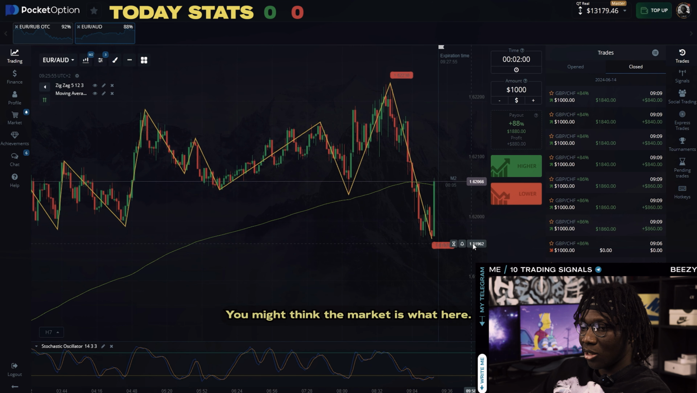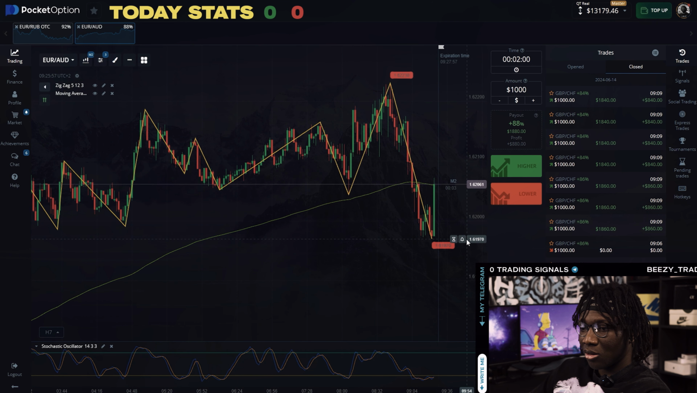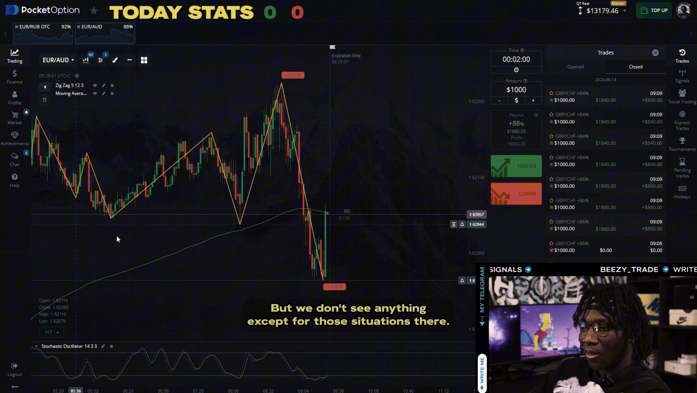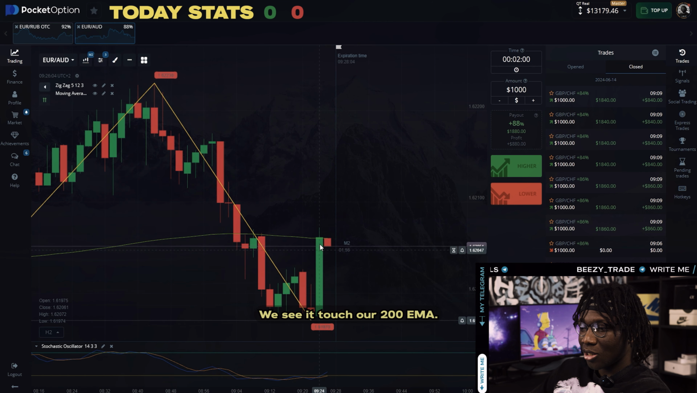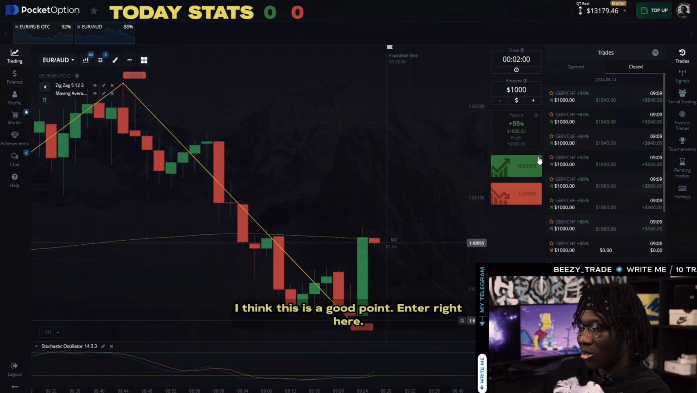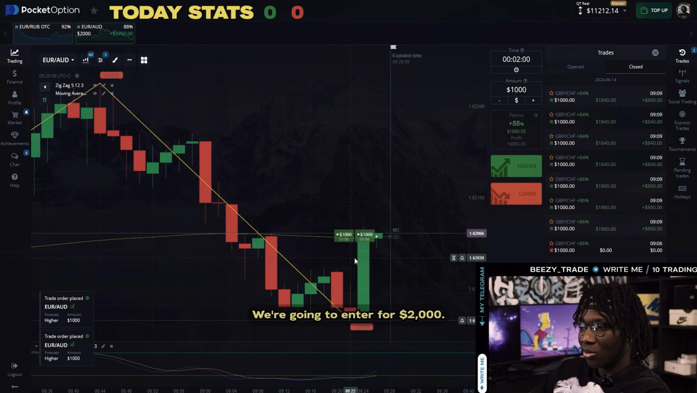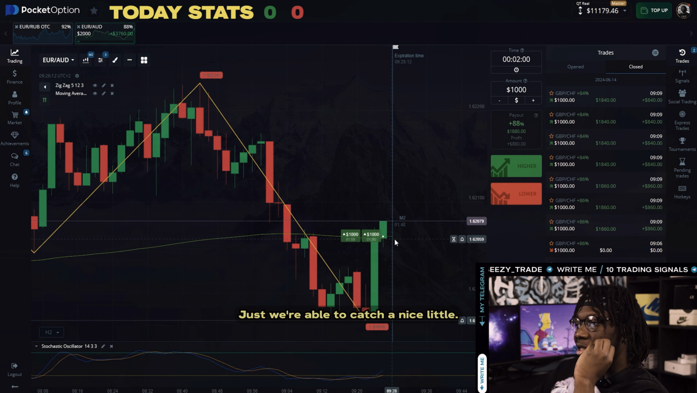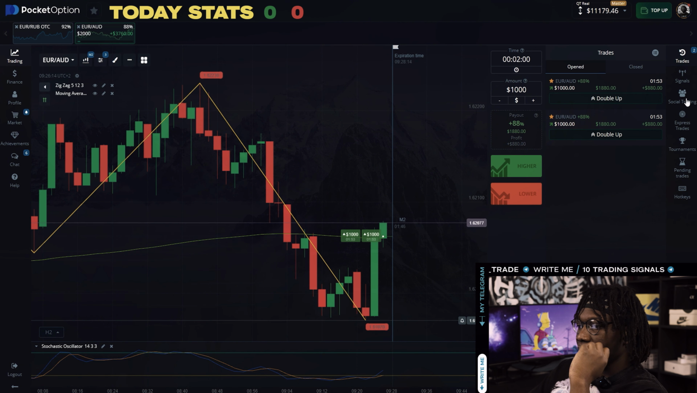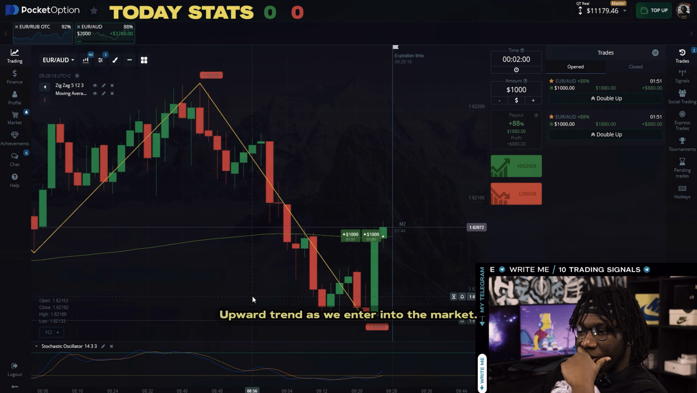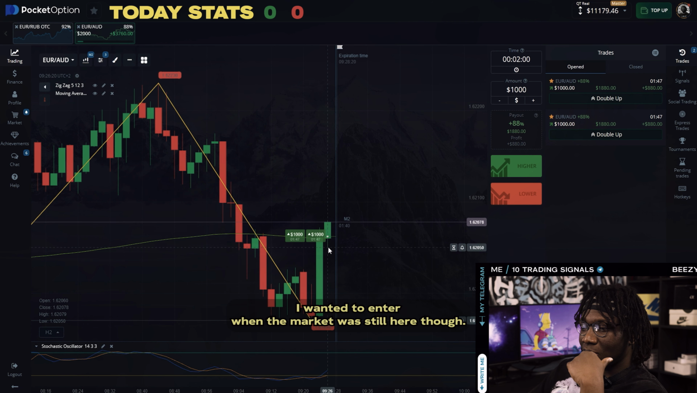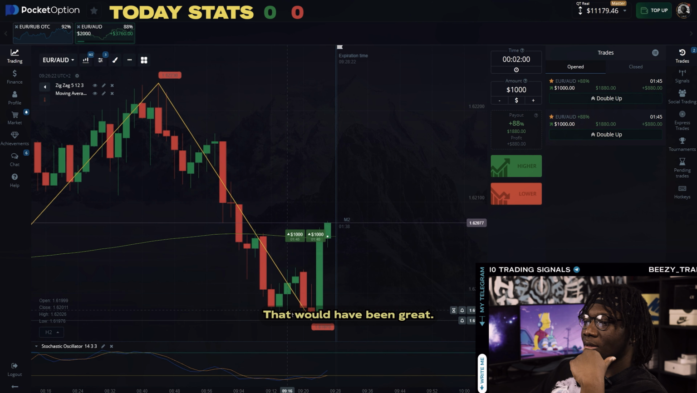We might think that the market is... And we don't see anything except for those situations there. We see it touch our 200 EMA. I think this is a good point to enter right here. I'm going to enter for $2,000. We're able to catch a nice little upward trend as we entered into the market. I wanted to enter when the market was still here though. That would have been great.